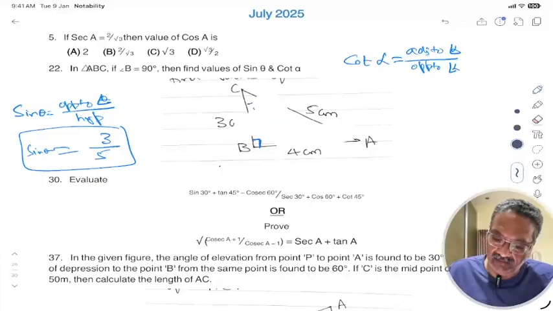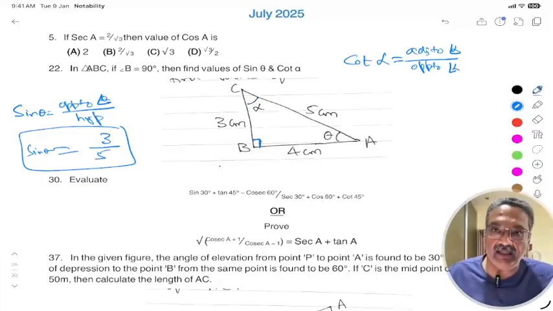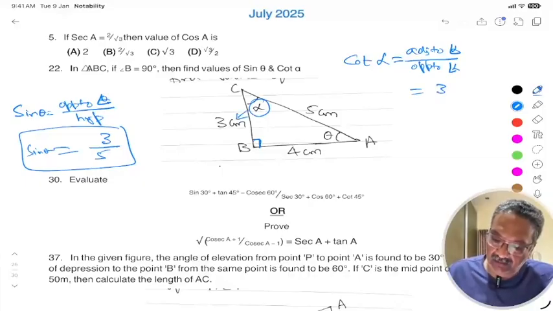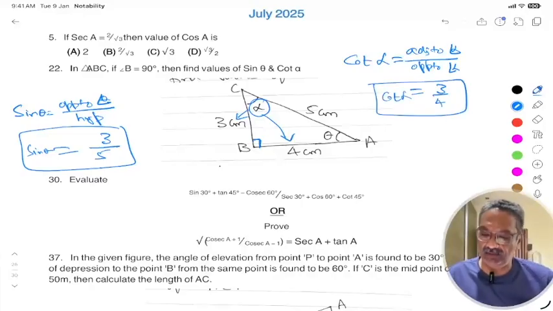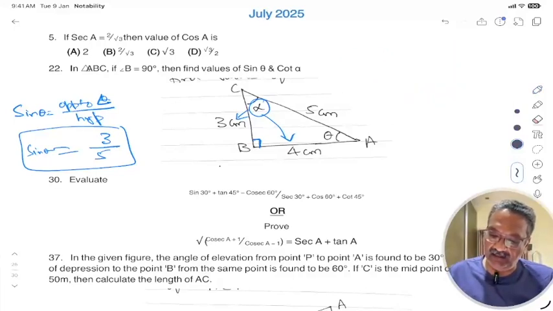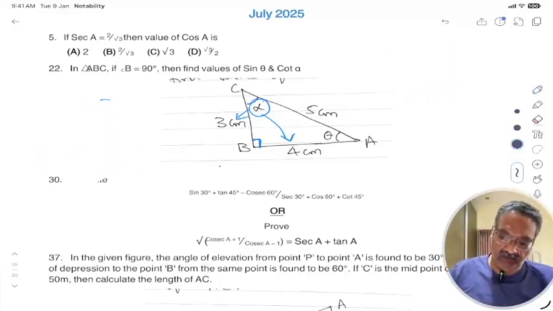See, you have to be very careful here. Theta and alpha are two different angles. So alpha is here. Now adjacent to alpha is 3 and opposite to alpha is 4. So cot of alpha will be 3 by 4. Okay. But you have to write the answers neatly. I have just explained to you how to solve them.